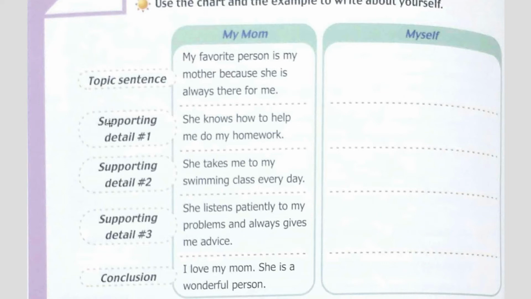So supporting detail number 1 goes in this box right here. It says, she knows how to help me do my homework. So the topic sentence is, my favorite person is my mother because she's always there for me. And in the supporting detail, she knows how to help me do my homework. That's definitely a good example.